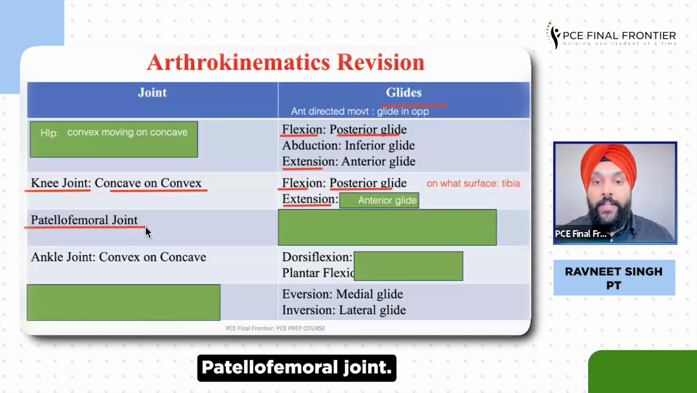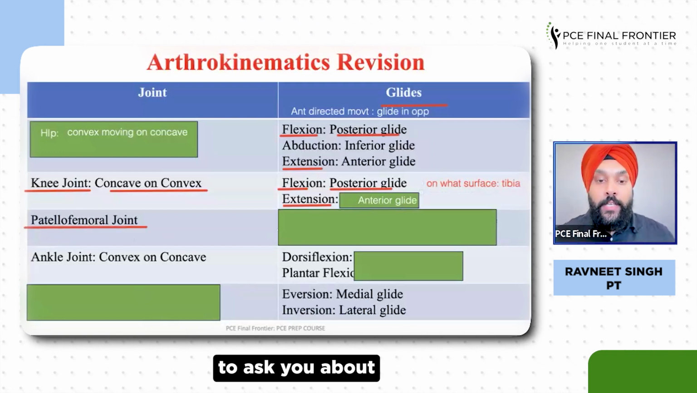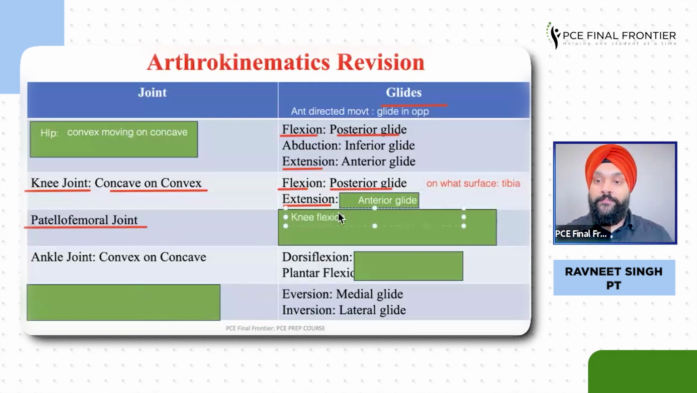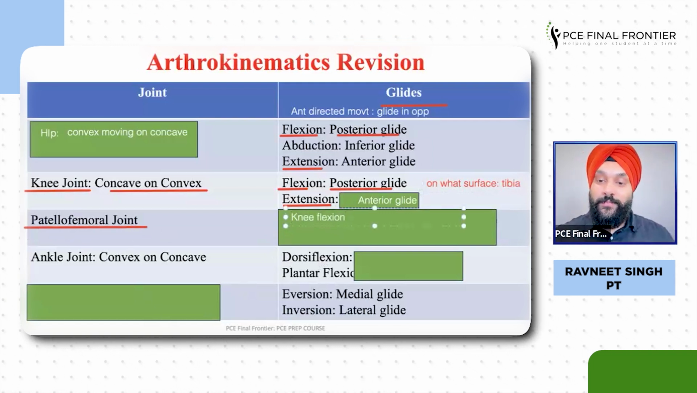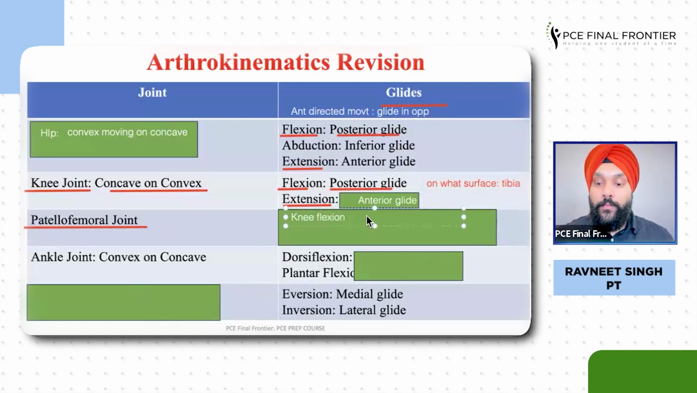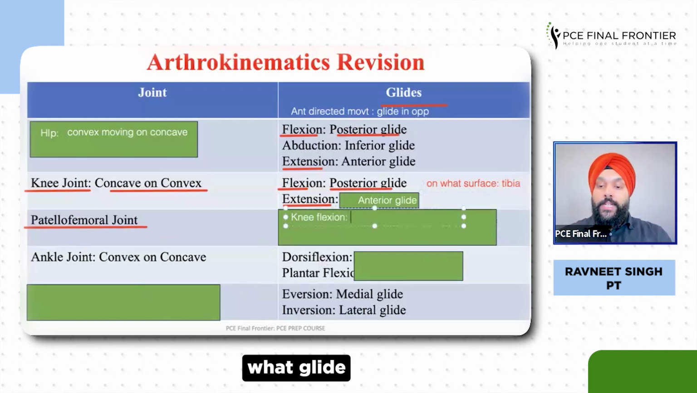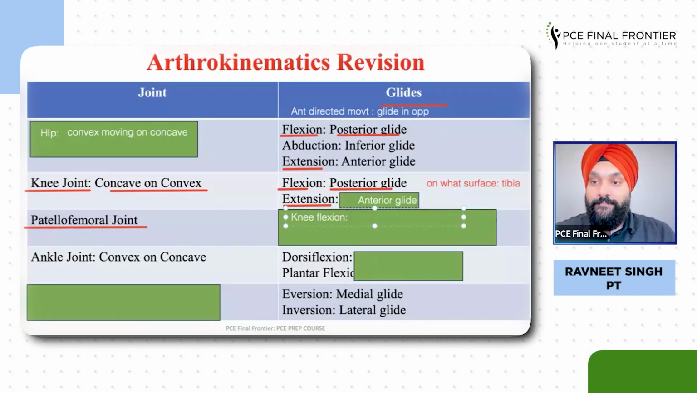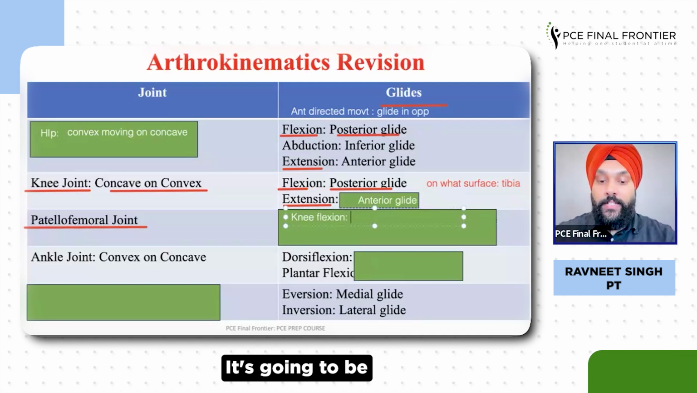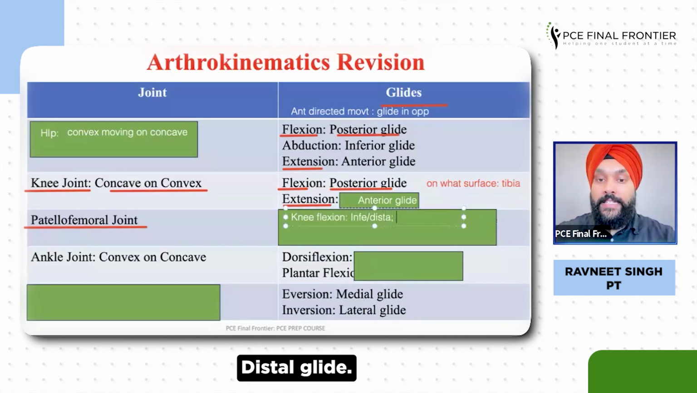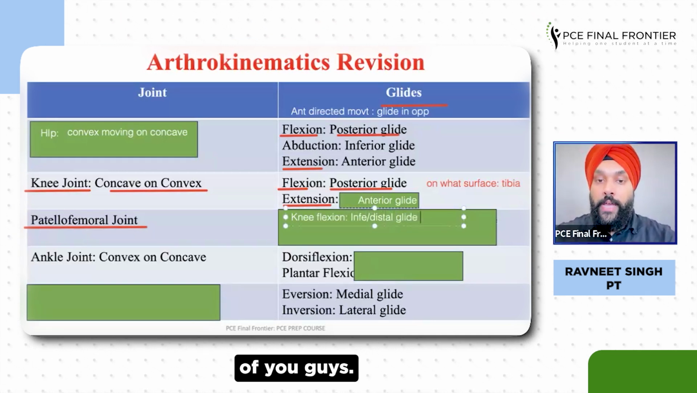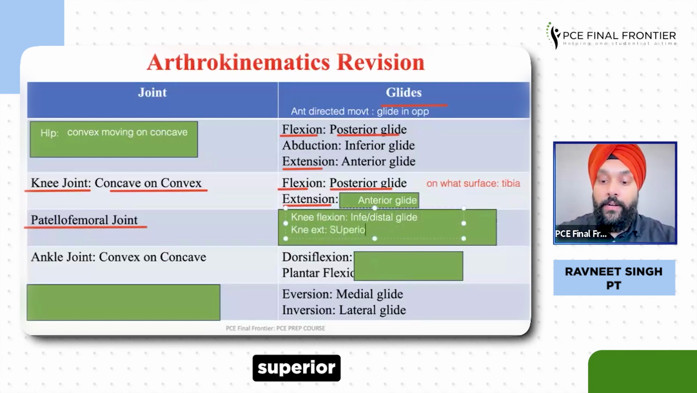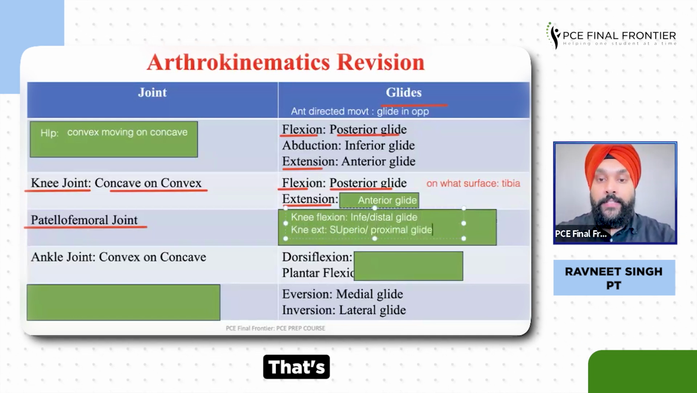Patellofemoral joint. And if I have to ask you about knee flexion, what do you think? For knee flexion, what glide would you give? That is right. It's going to be inferior or distal glide. Very good. I'm so proud of you guys. And for knee extension, it's going to be superior or proximal glide. That's absolutely right.